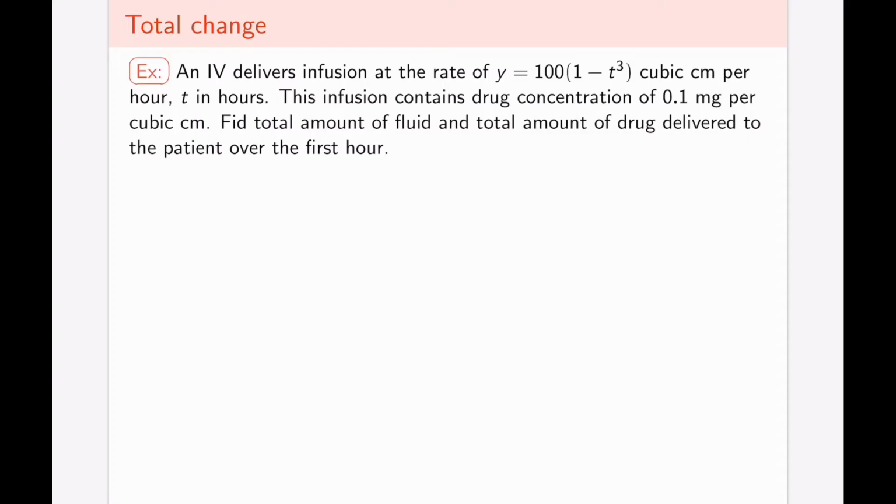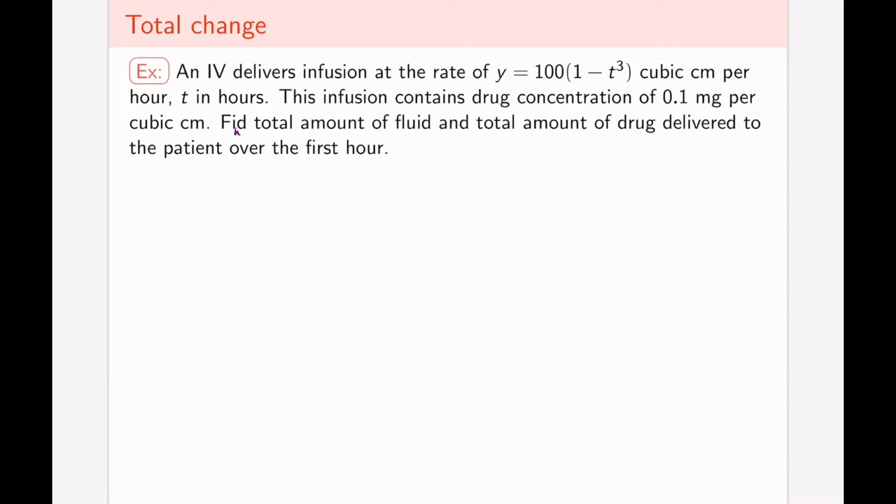An IV delivers infusion at the rate that is described by the following function, in cubic centimeters per hour, where time is measured in hours. This infusion contains drug concentration that is known to be 0.1 milligrams per cubic centimeter. We are asked to find the total amount of fluid and total amount of drug delivered to the patient over the first hour.